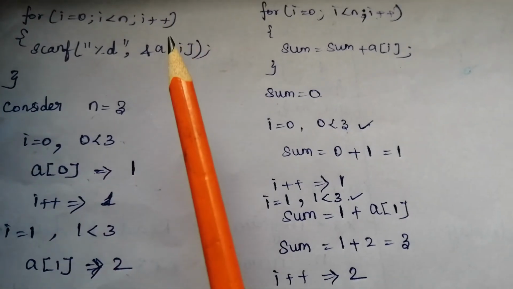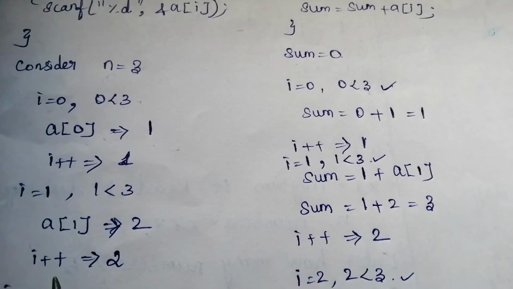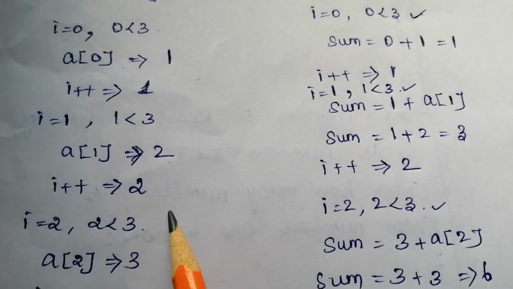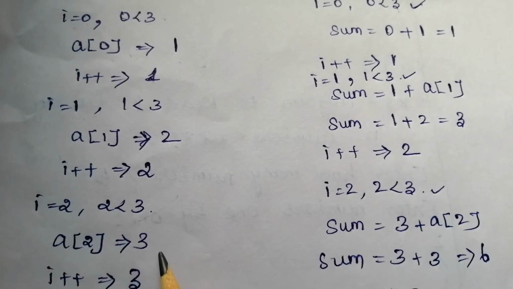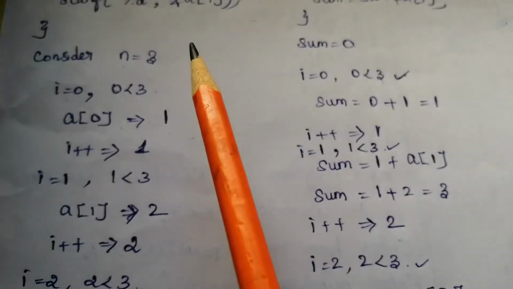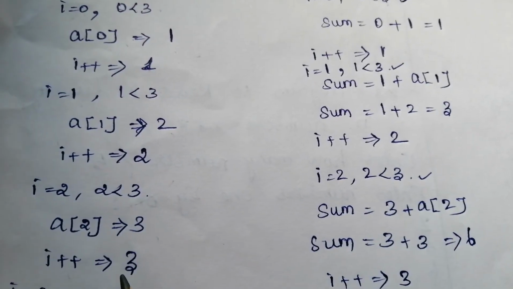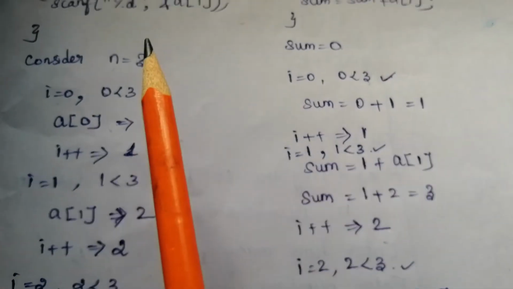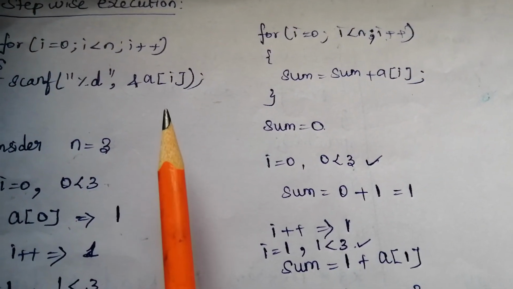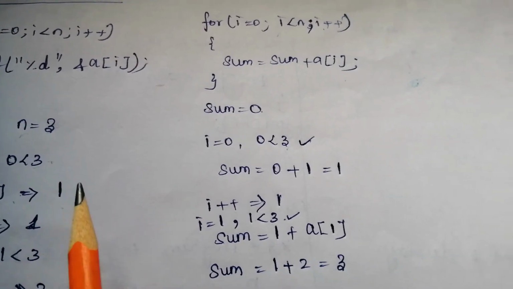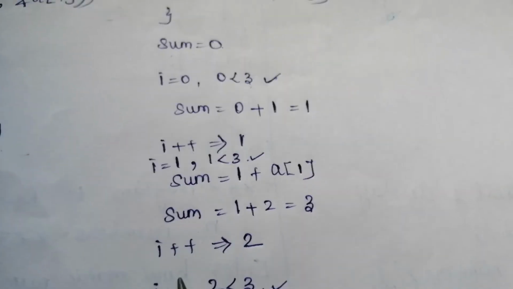In the next case, the i value will get incremented by 1. Now i value will be 2. So 2 is less than 3, condition true. So next you have to execute the statement a of 2 which is equal to 3. Next, i value will get incremented by 1. Now i value will be 3. So 3 is less than 3, condition false. So automatically it exits from the loop. So this array variable will hold three values: 1 2 3.